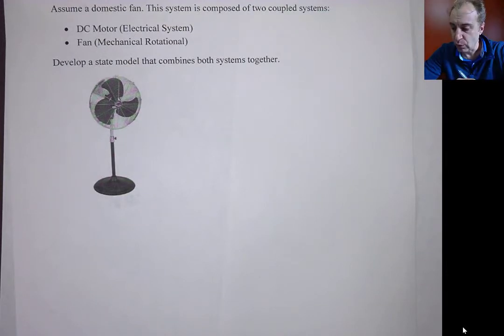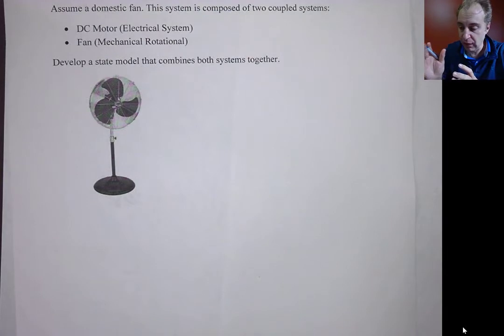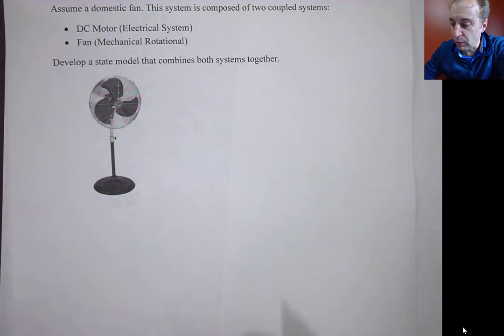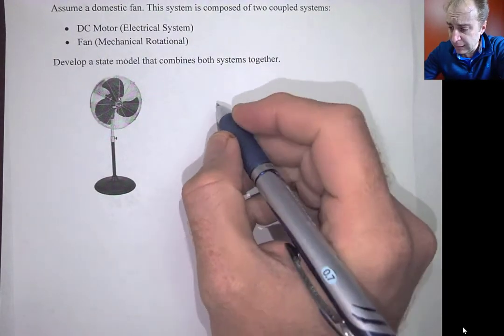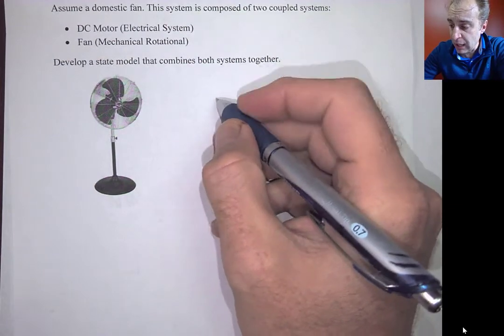So what we're going to do is establish the relationship between the two domains, and then we're going to focus on the electrical circuit, the way that we're going to model the DC motor, and then the way that we're going to model the fan. We're going to develop the constitutive equations, and we're going to eliminate some of the redundant variables that might appear, and eventually we're going to combine everything and develop the state model of the system.